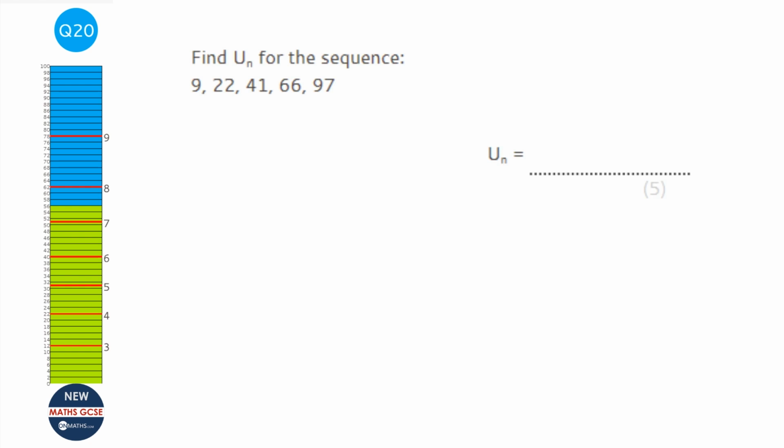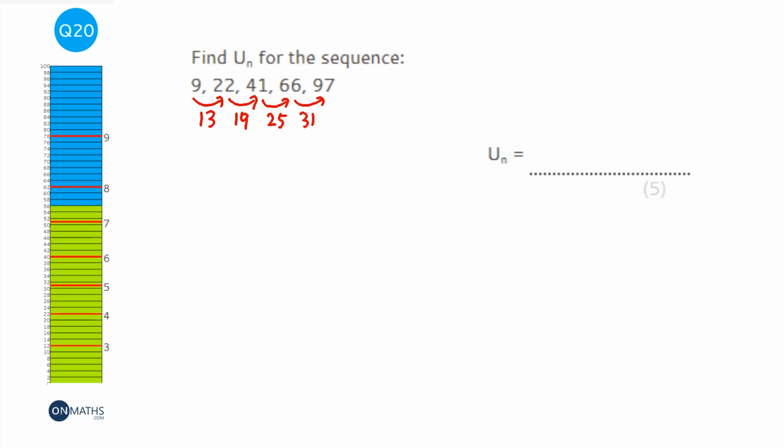Okay, so we're asked to find the nth term of the sequence. So the first thing I need to do is work out what the sequence is going up in. So 9 to 22 will be 13. 22 to 41 would be 19. It's not the same. Okay, so that will be 25, and then this will be 31.